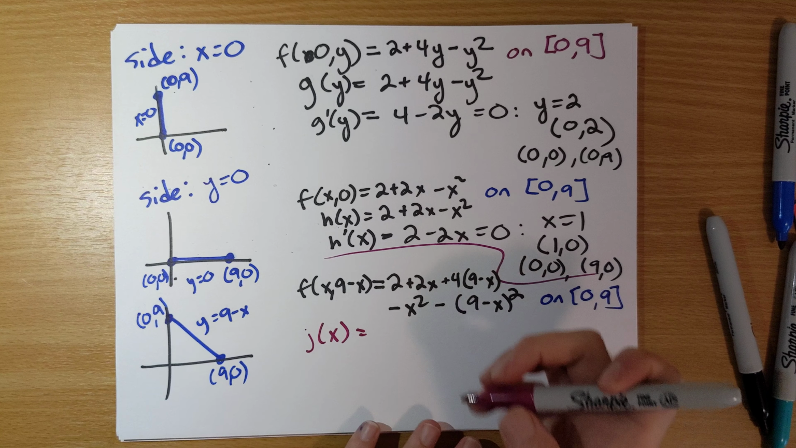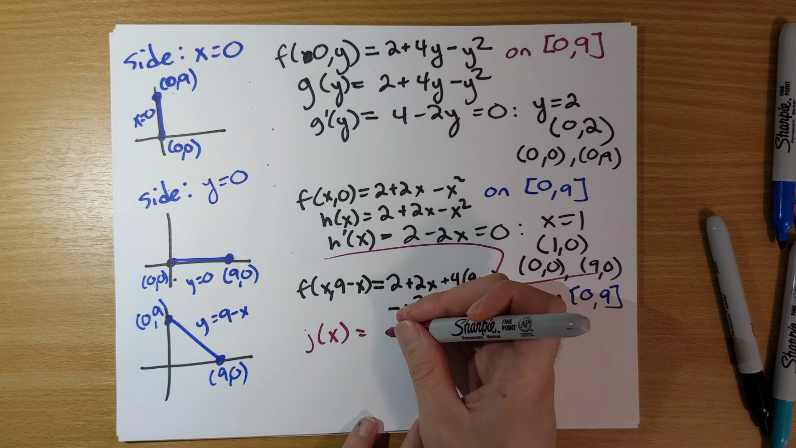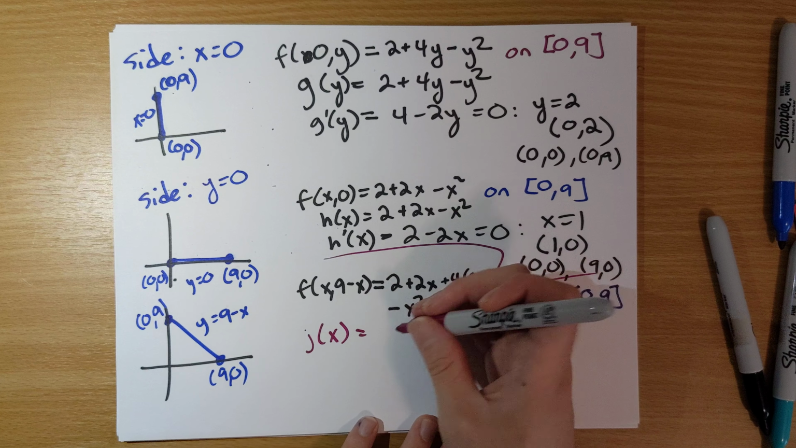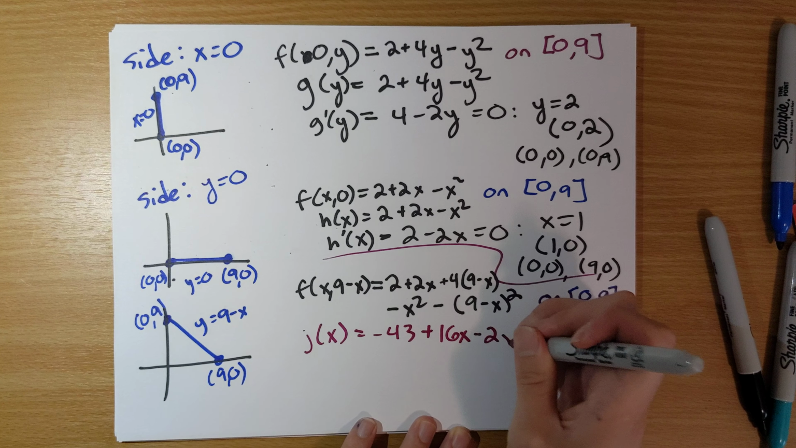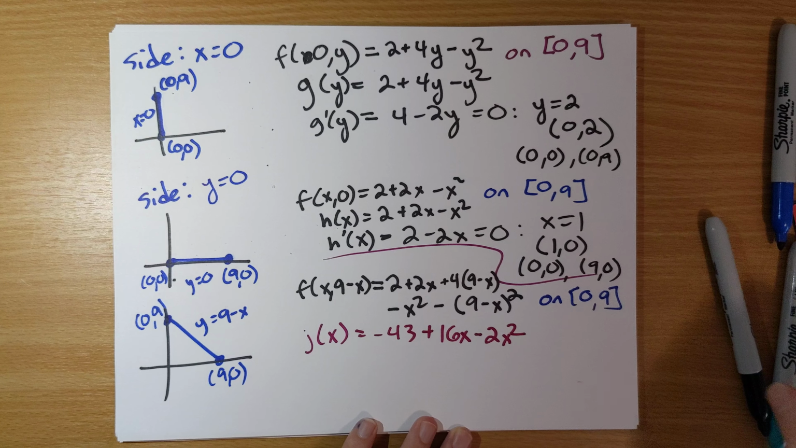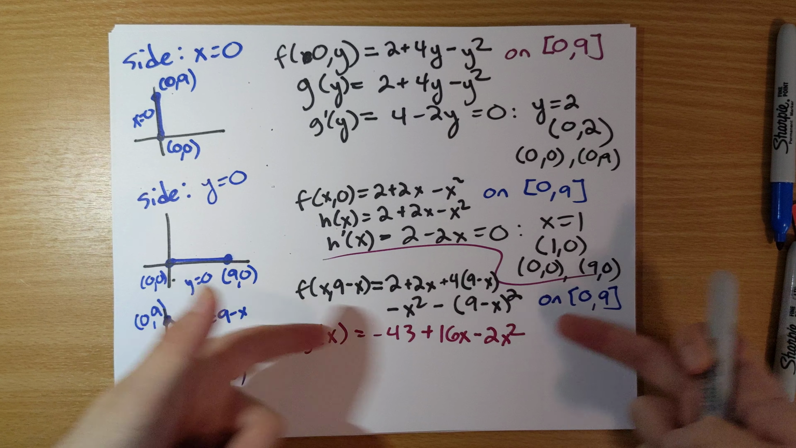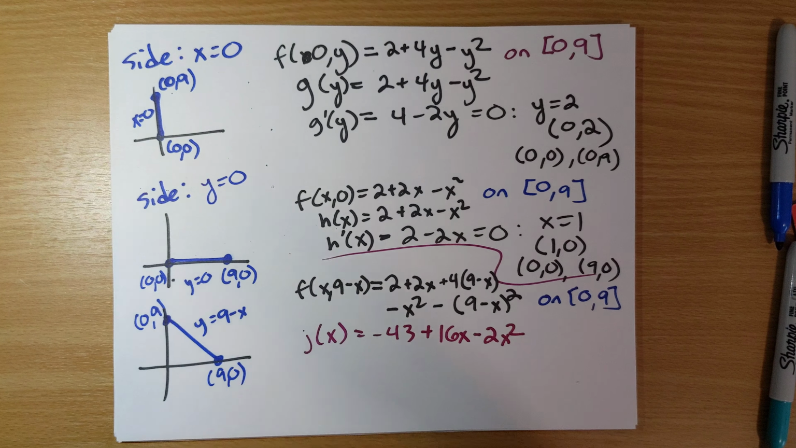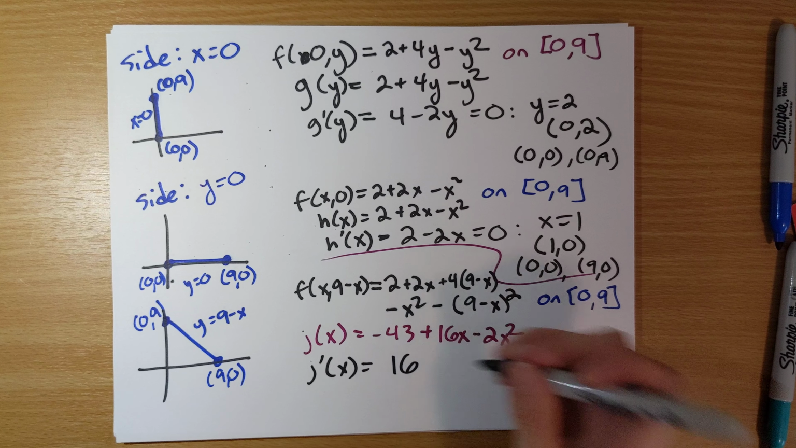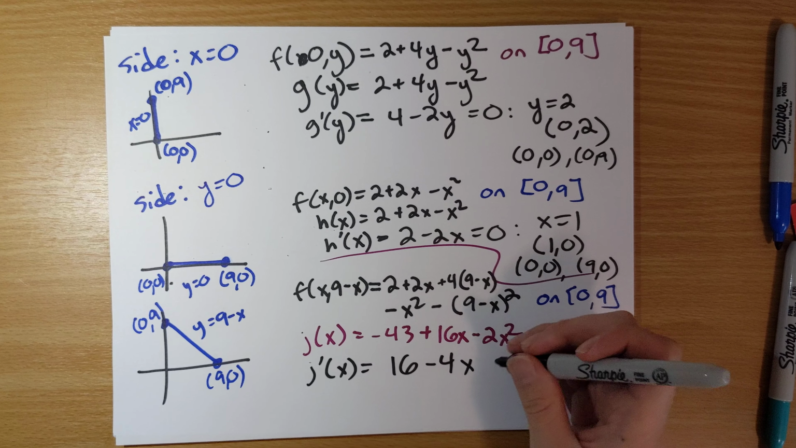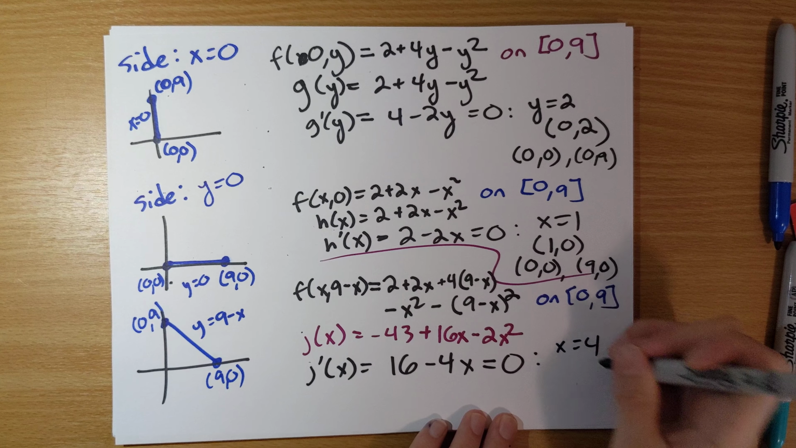I'm just going to skip the details. When you algebraically manipulate and simplify this, you end up with negative 43 plus 16x minus 2x squared. Okay, so we're trying to minimize this on the interval from 0 to 9. J prime of x ends up as 16 minus 4x. Set this equal to 0, and you get x is equal to 4.